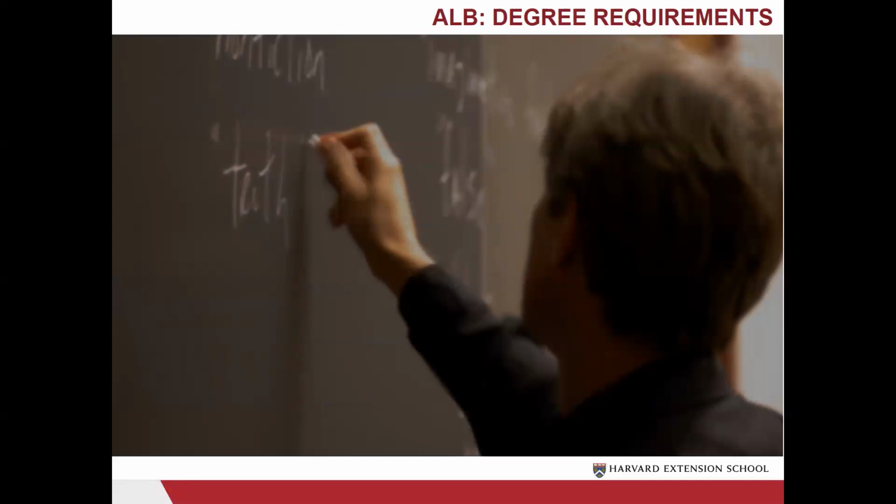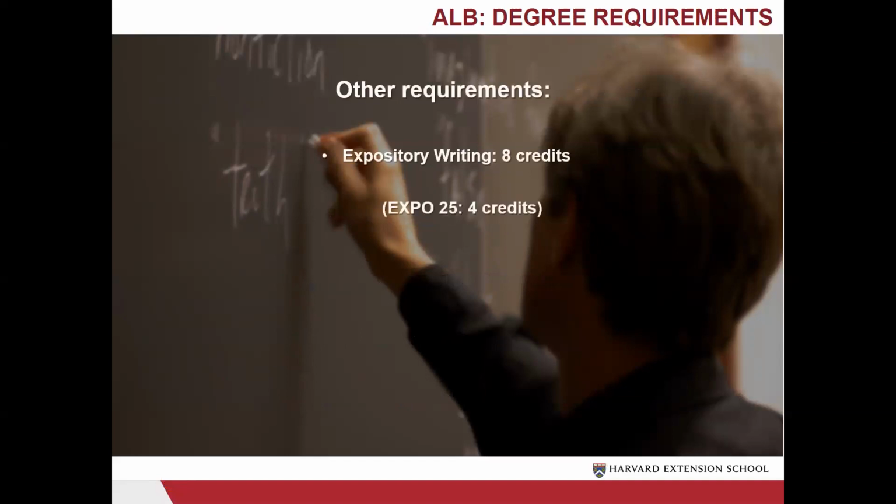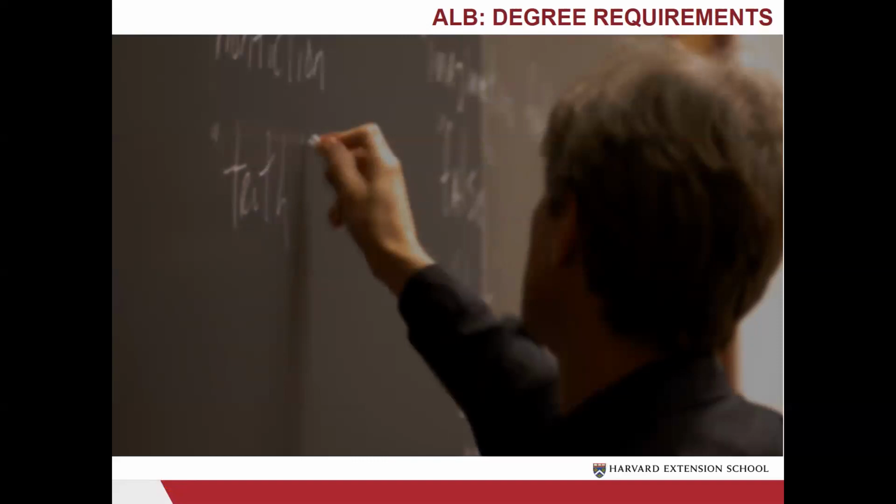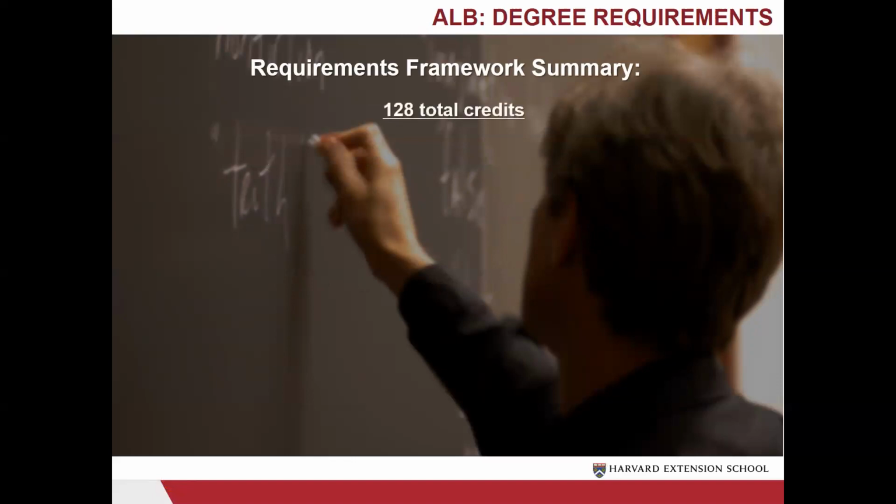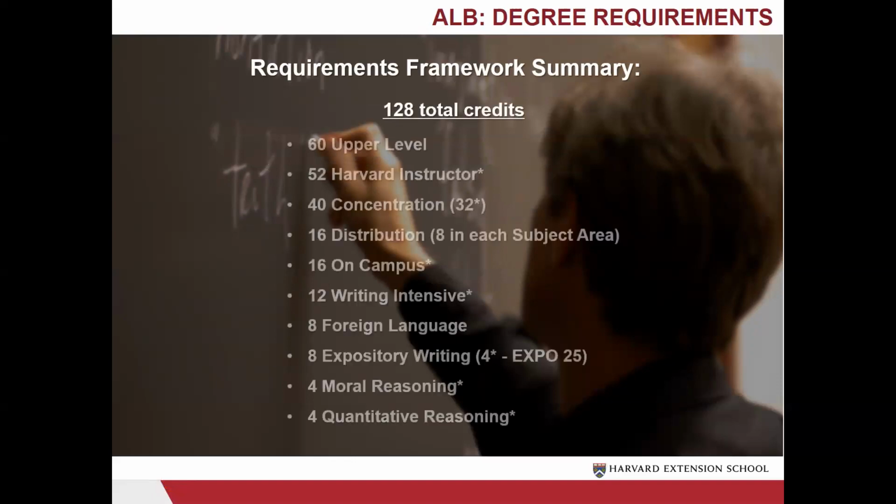The only other requirements include 8 credits of expository writing, of which 4 must be Expo 25, which is required for admission, and 8 credits or 2 courses worth of foreign language, which can be transferred in. To summarize everything required to graduate from the ALB degree program, 128 total credits comprised of the following course attributes.